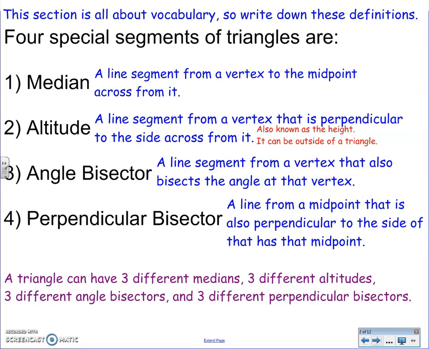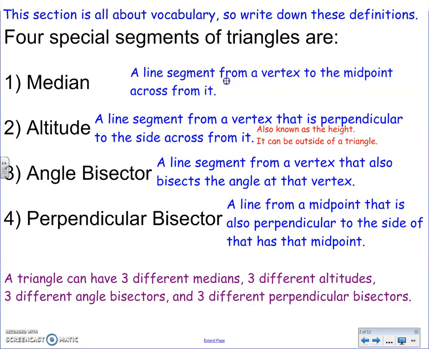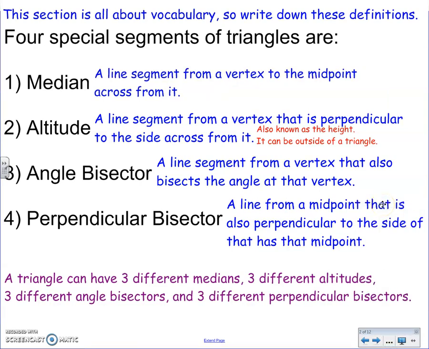Each of these four things has two different properties. Median has vertex connected to midpoint. Altitude has vertex connected with perpendicular, which is 90 degrees. Angle bisector is the only one that has just a single vertex, because it cuts the angle in half. And perpendicular bisector has midpoint with perpendicular, 90. So perpendicular bisector has nothing to do with a vertex, while altitude has nothing to do with a midpoint. And median has nothing to do with 90 degrees perpendicular. Make sure you know the two things that define each special segment.